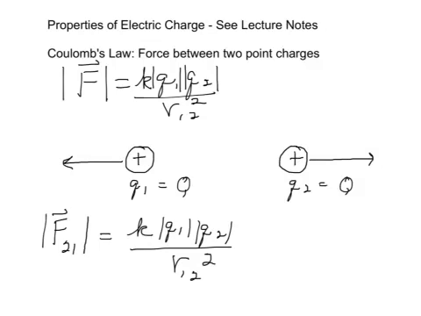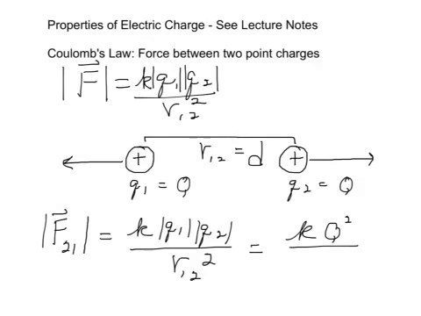So in this case, let's call the distance between the charges D. We could give it a number, like 15 centimeters, but we're not going to give it a number. We're just going to call it D. In this case, the magnitude of the force of 2 on 1, using the symbols rather than the numbers, would be K. Since both charges are the same, Q1 times Q2 is Q squared. And that's going to be divided by the distance between them squared, which in this case is D squared.